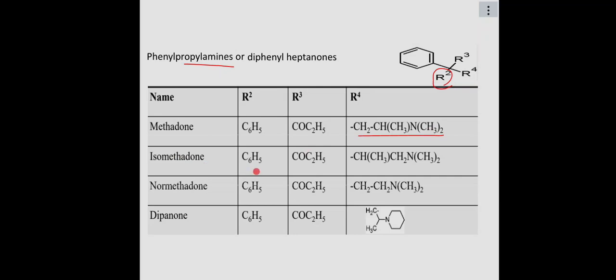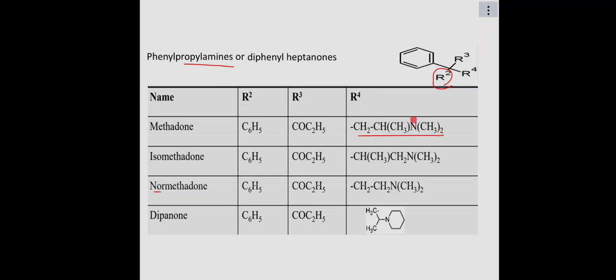When we look at isomethadone, the only difference is that the methyl group is closer to the carbon that is attached to the phenyl ring. So isomethadone will have slightly less activity than methadone. Normethadone is where there is no branching at all. It will have CH2, CH2, and CH3. Just from the word, normethadone means no branching, so it will have the least activity. Isomethadone has branching closer to the phenyl ring, whereas methadone has branching closer to the nitrogen.